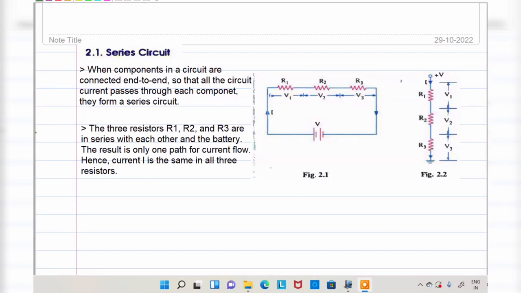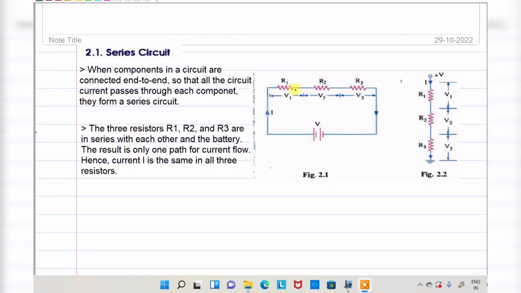Hi everyone. Welcome to the next chapter, resistive circuits. In resistive circuits, the first topic is series circuits. In this topic, I am going to explain what a series circuit is and what the formulas related to the series circuit are.